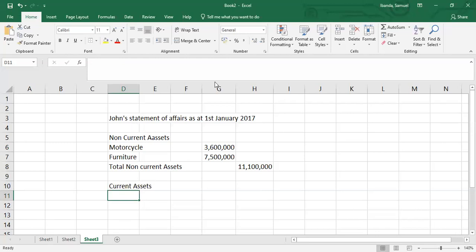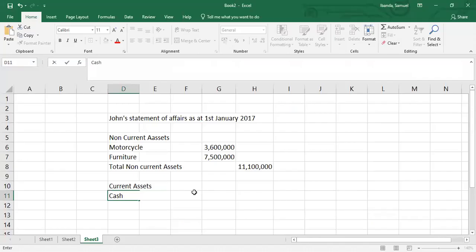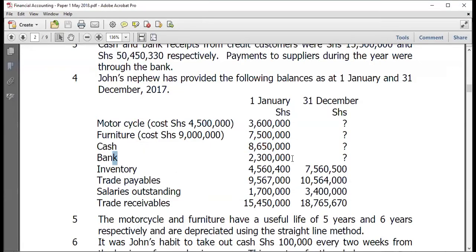Okay. So my current assets, I have cash and bank, okay? Cash, let's pick the figures here. Remember these figures are the start of the year, not the end of the year, okay? For the end of the year, as you can see, there are question marks. So we are going to draw up different accounts to replace those question marks with figures, okay?